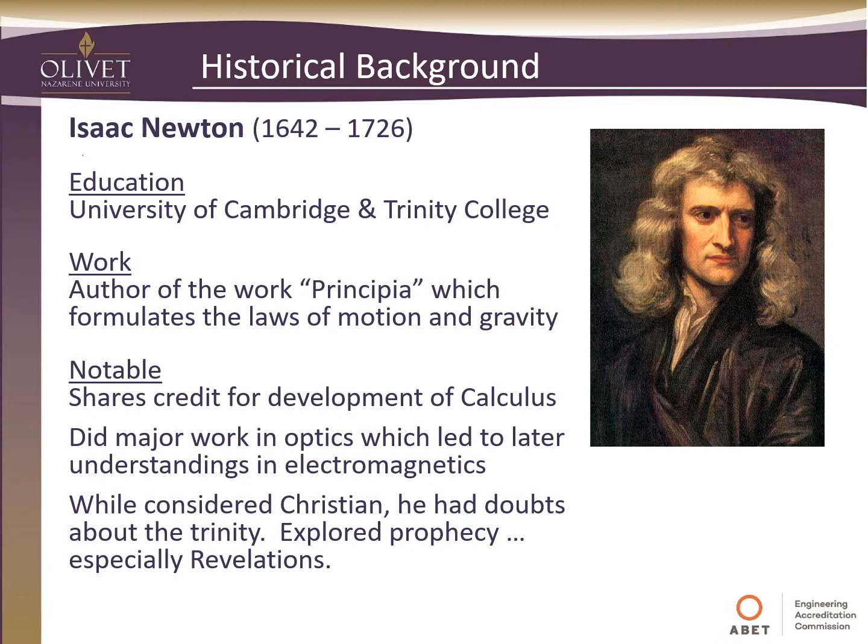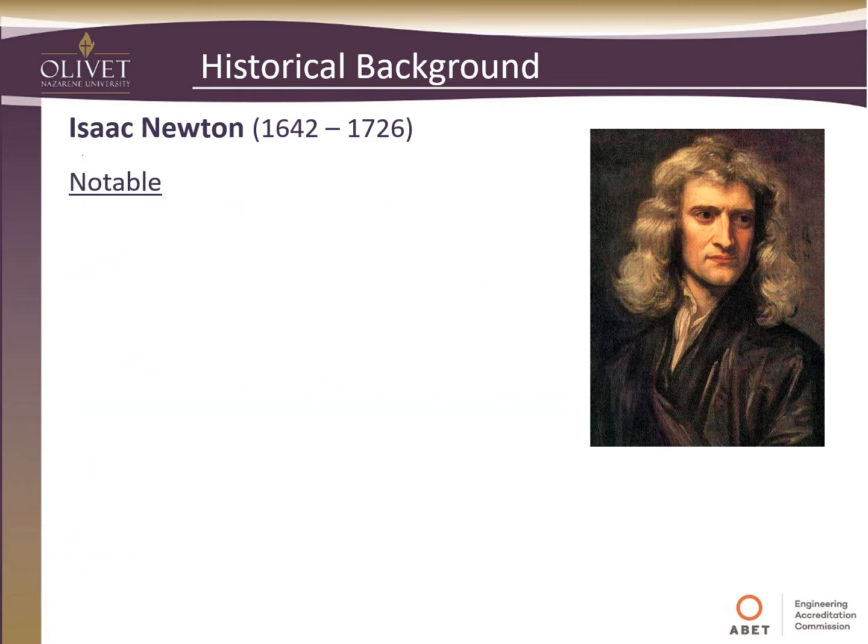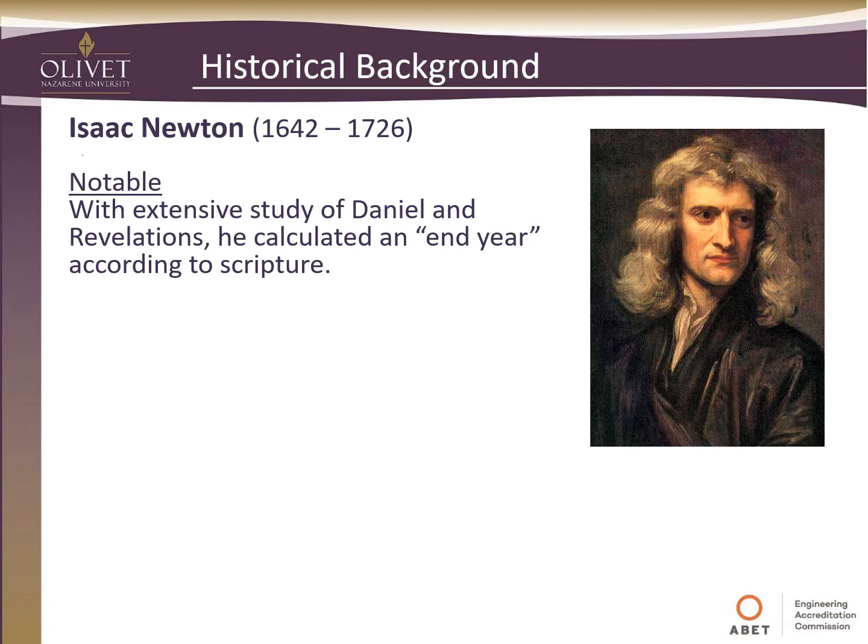One interesting fact about him is that while considered a Christian, he had serious doubts about the Trinity. Most people feel from his writings that he didn't accept the explanation of the Trinity. He definitely explored prophecy, especially Revelations. He was obsessed with that. With extensive study of the book of Daniel and of Revelations, he calculated an end year according to Scripture, adding things up and seeing how things fit together. Interestingly, he originally came up with the year 2060, and for a long time this is what people accepted as his calculation.